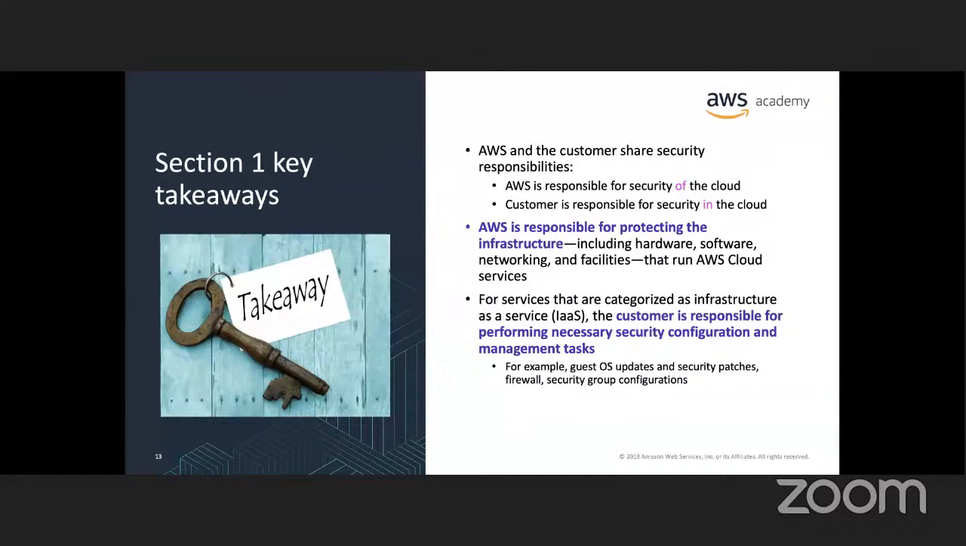All right. AWS is responsible for protecting the infrastructure, including hardware, software. It's in Nearpod as well. The slides are in Nearpod, and there's a video. And that run AWS cloud services. For services that are categorized as infrastructure as a service, the customer is responsible for performing necessary security configurations and management tasks. For example, guest OS updates and security patches, firewall, security group configurations.